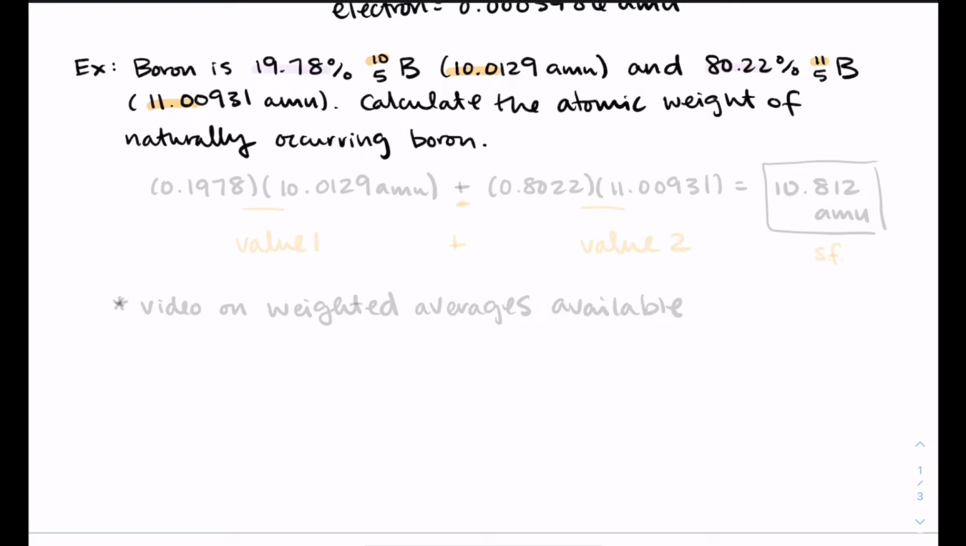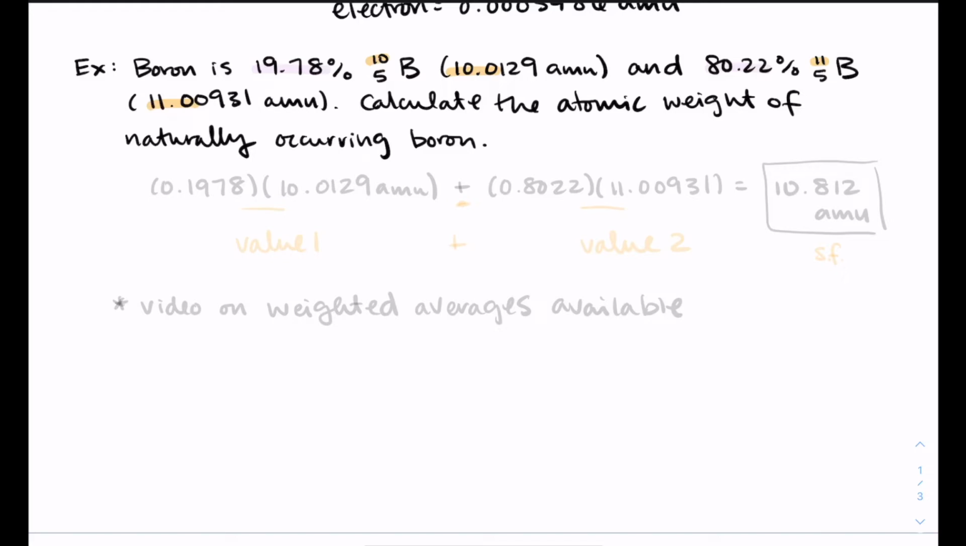Something to know about this that will be a trick for later problems is that these have to add up to 100. Because it's a percentage of all of the naturally occurring isotopes of that element, those two percentages will add up to 100. So you may find in a later problem that you're only given one of the percentages.